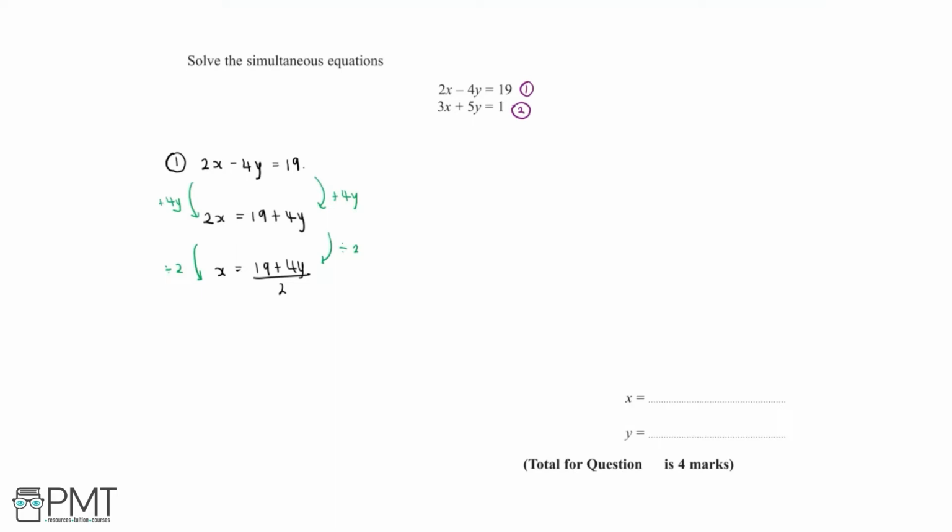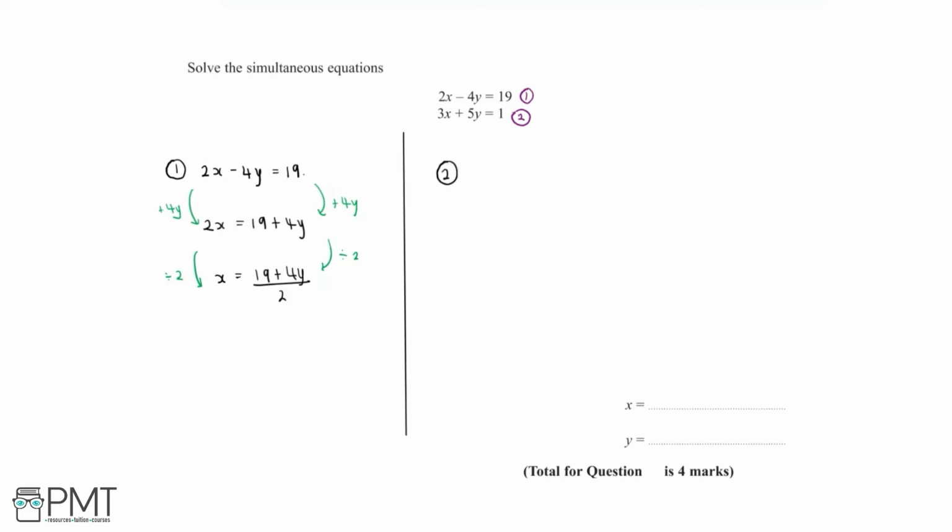Now we can substitute this value for x into equation 2. In equation 2, we have 3x plus 5y is equal to 1. We found that x is equal to 19 plus 4y all divided by 2. And so we can substitute this value in. 3x is the same as 3 multiplied by 19 plus 4y over 2 plus 5y equals 1. Let's expand these brackets. 3 multiplied by 19 plus 4y all divided by 2 is the same as 57 plus 12y over 2 plus 5y equals 1.